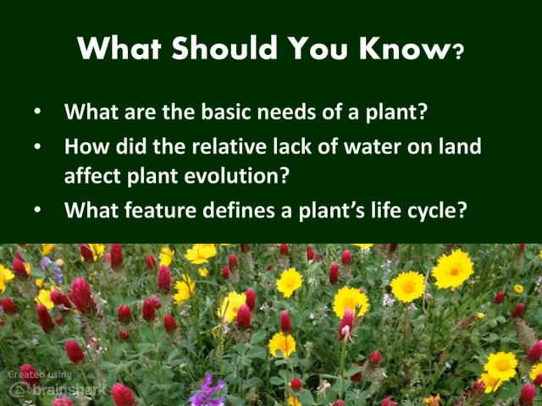So here are three things that you should be able to answer related to this section of notes. What are the basic needs of a plant, and what do they do with them? How did the lack of water on land affect plant evolution? Or the relative lack of water. It wasn't a total lack of water, it was just water in some places and not in others. And what feature defines a plant's life cycle? In other words, how is a plant's life cycle different than an animal's life cycle? Okay, you should be able to answer those questions.